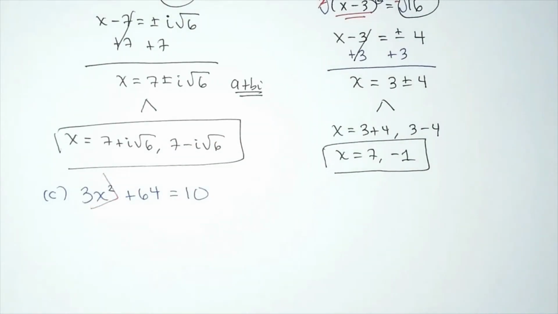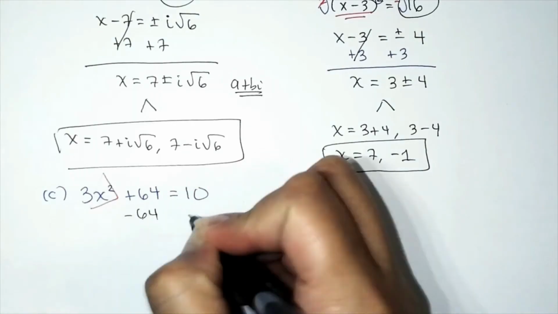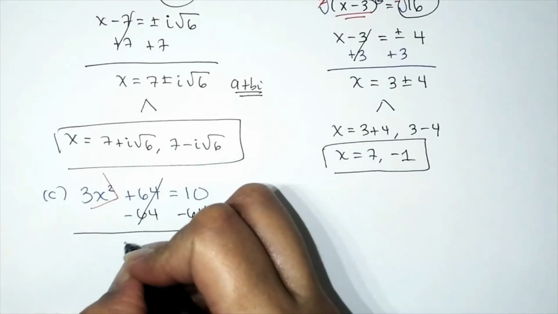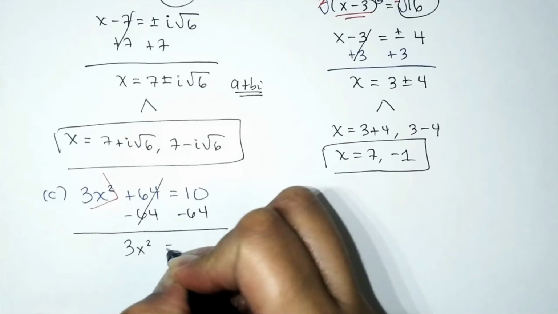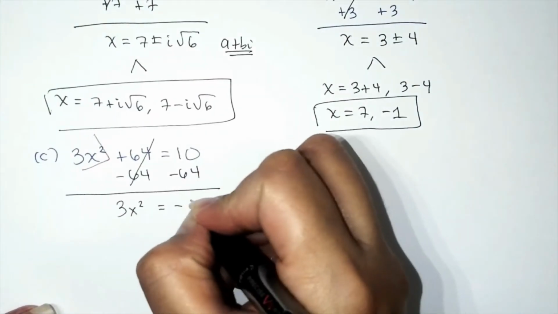To use the square root method, our first goal is to isolate that squared part. To undo the addition of 64, let's subtract it from both sides. Always do the inverse operation. Who speaks like that? Just do the opposite. The difference of 10 and 64 will give us negative 54.